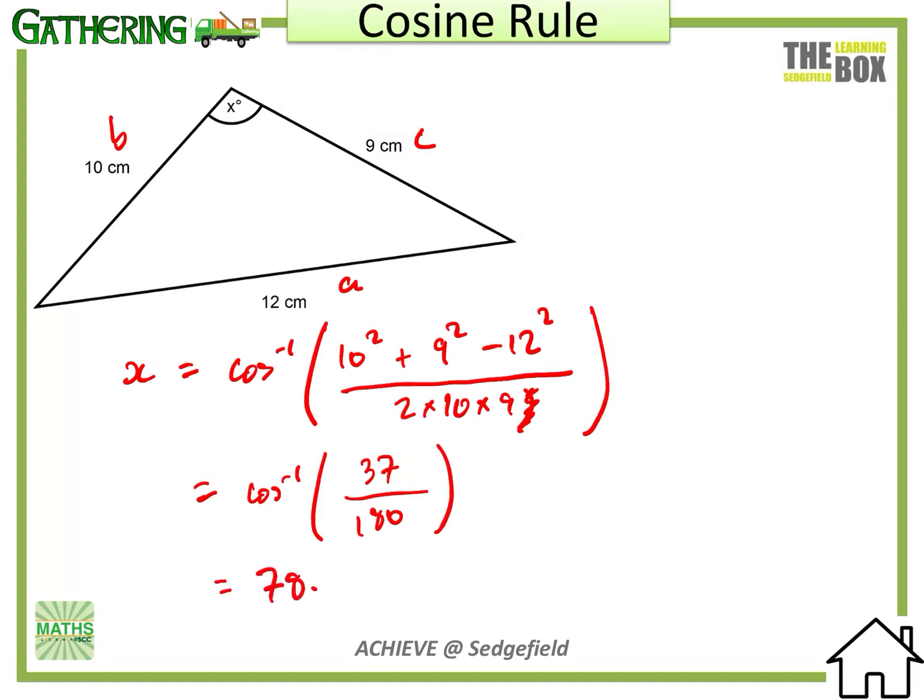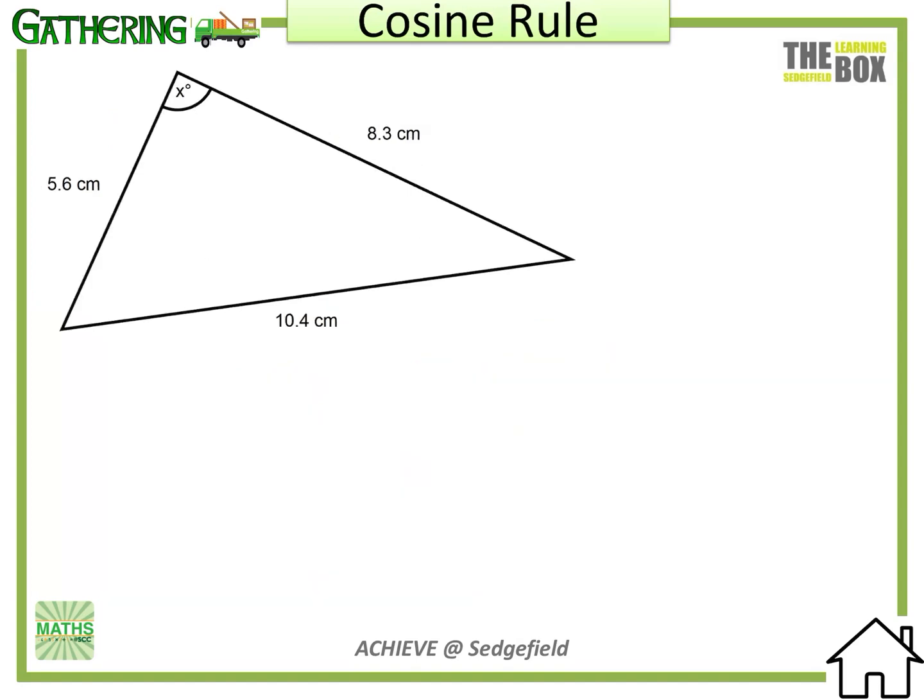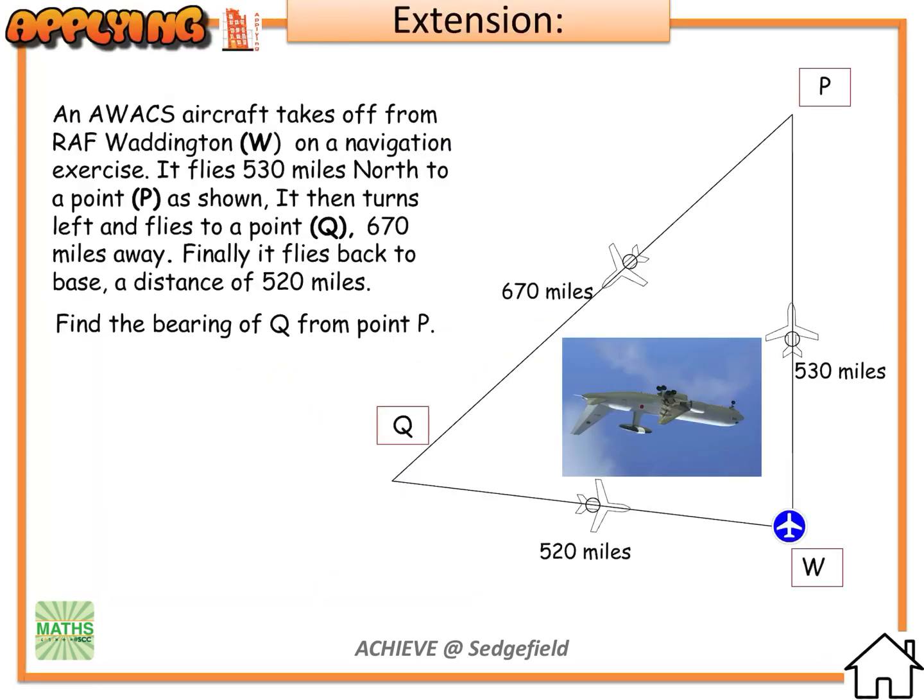And that is 78.1 degrees to 1 decimal place. Angles we always do to 1 decimal place. Okay. Right, here is a bearings style cosine rule question. Stop your video and see if you can do it yourself first.